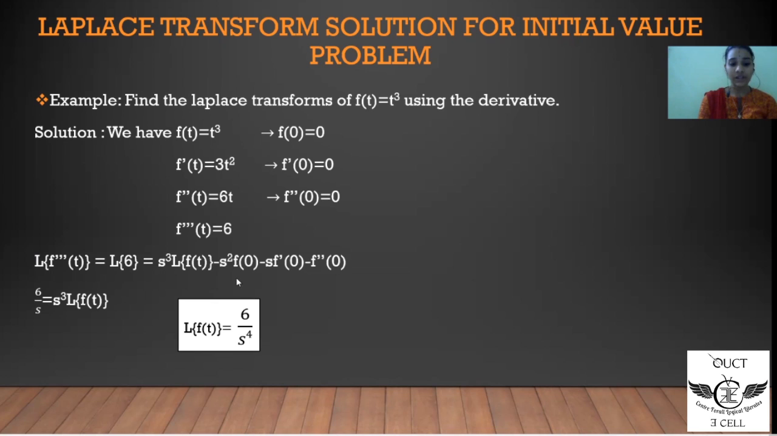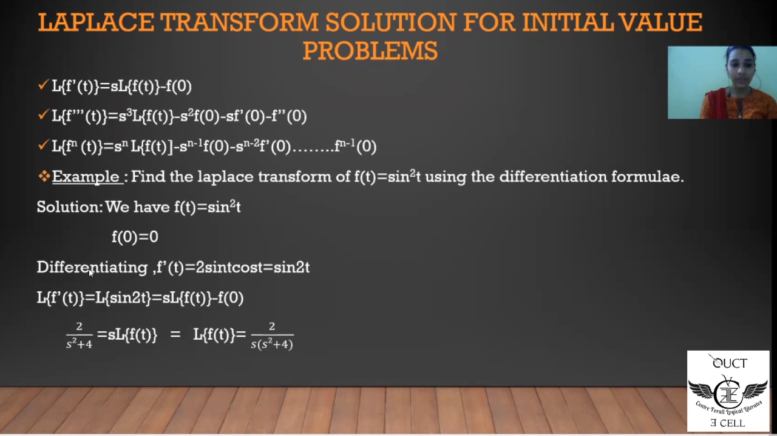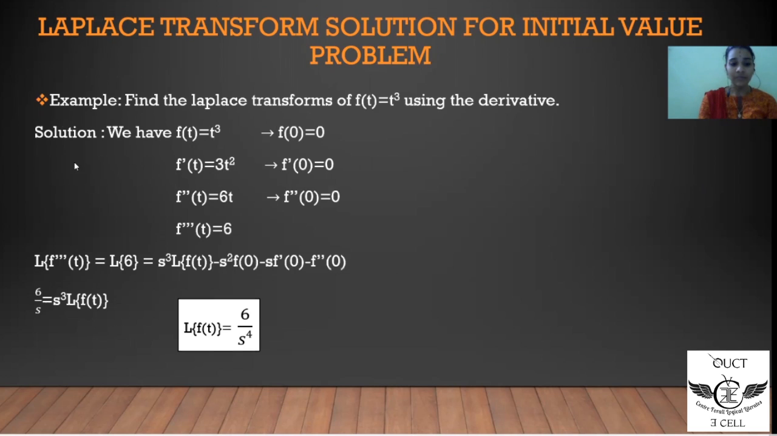So using this concept, which is given in the previous slide, Laplace of f triple dash of t is equal to s cube Laplace of f(t) minus s square f(0) minus s f dash of 0 minus f double dash of 0. So using the same result, Laplace of f triple dash of t is equal to Laplace of 6. f triple dash of t is equal to 6.